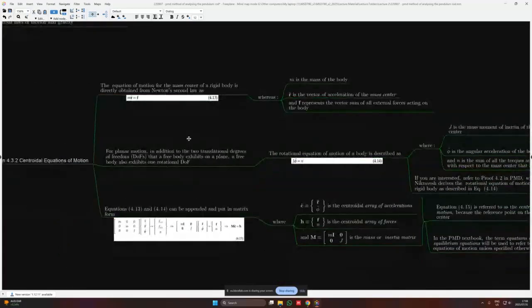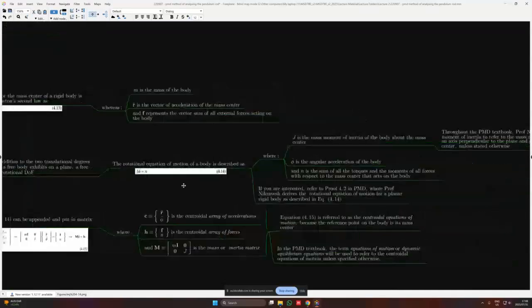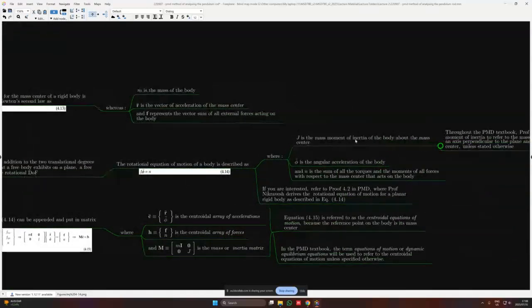Now, for planar motion, in addition to the 2 translational degrees of freedom that a free body exhibits on a plane, a free body also exhibits 1 rotational degree of freedom. So this is essentially just a reiteration of Newton's second law just with regards to rotations. So the rotational equation of motion of a body is described as J phi double dot equal to N. And in this case, J is the mass moment of inertia. This is usually given in kilogram meters squared. Of the body about its mass center, and this is also very important.